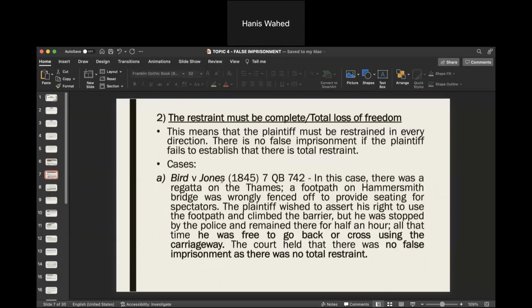The second one is that the restraint must be complete. It means that the plaintiff must be restrained in every direction. Kalau kata ada, if there's a way for the plaintiff to escape, maksudnya there is no false imprisonment. But you need to remember that the means of escape itself must be reasonable, and it must not cause any risk of serious injury.